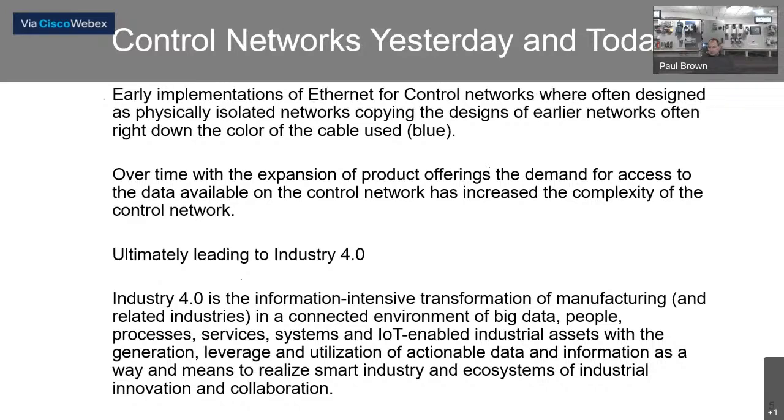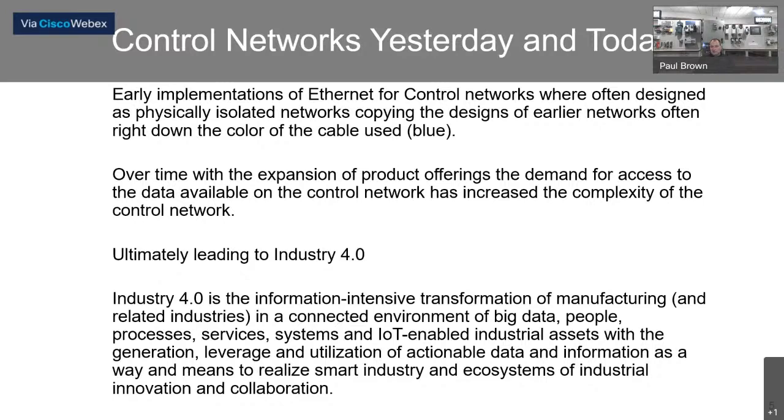When Ethernet was introduced for control networks, a lot of the early implementations were exact copies of the older networks. So much so that they even used the same color cable that you used for Data Highway and Remote I/O, being blue. So you had blue Ethernet cables to distinguish the fact that that cable was for a control network.